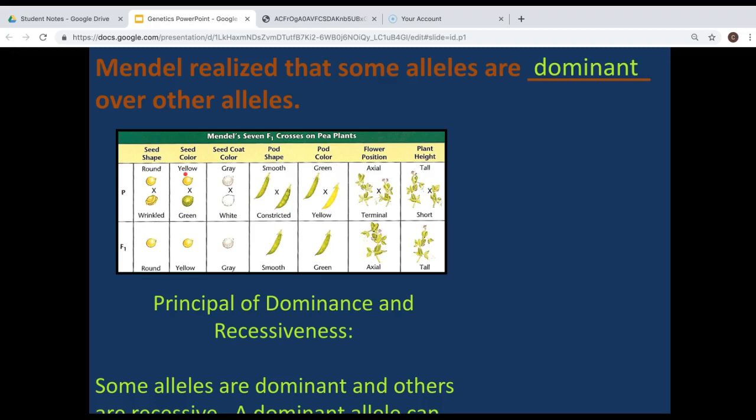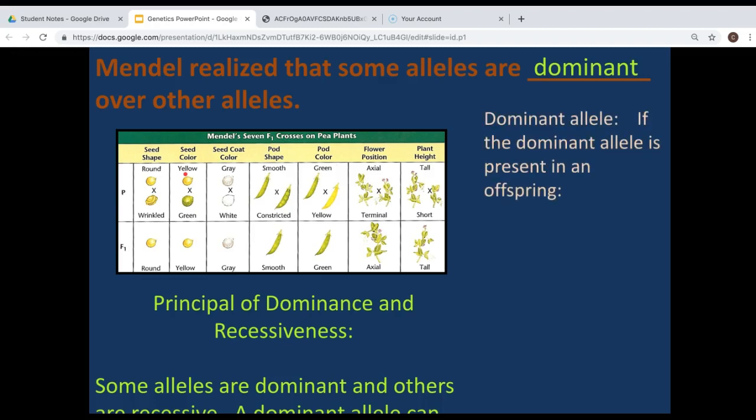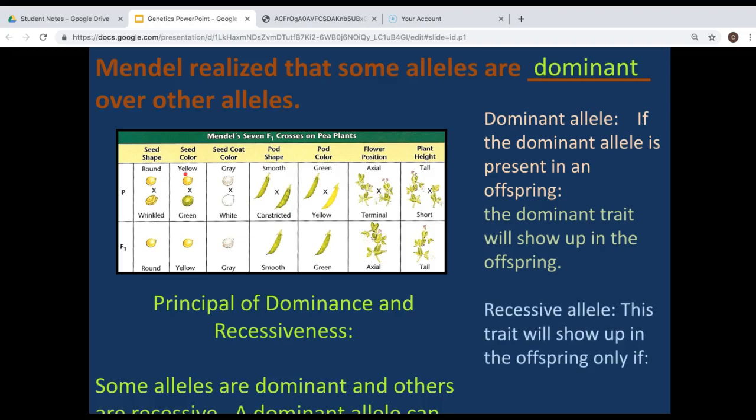All right, so let's look at these definitions real quick. These will be on your vocab test. Dominant allele: if it is present in the offspring, the dominant trait will show up. So remember, each offspring has two alleles for each trait, but if there is one dominant allele, then that allele will show up. So go ahead and write that. And the recessive allele will show up in the offspring only if there are two recessive alleles and no dominant alleles.